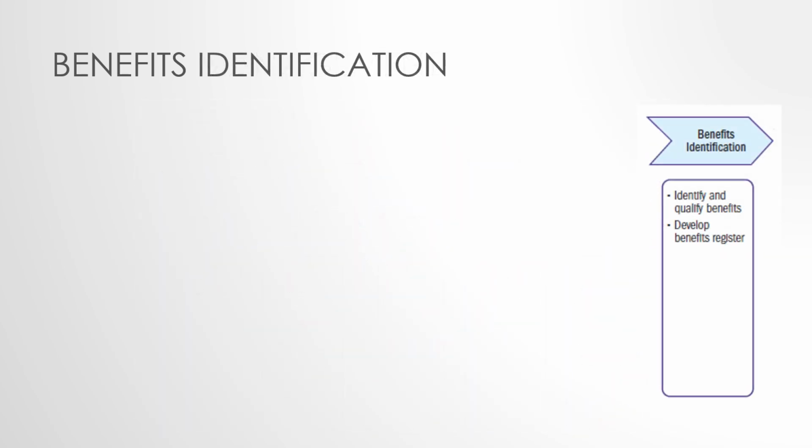Let's start now with the first step of the benefits management performance domain, which is benefits identification. PMI tells us that this step consists of 2 activities: identify and qualify benefits, and the development of the benefits register.